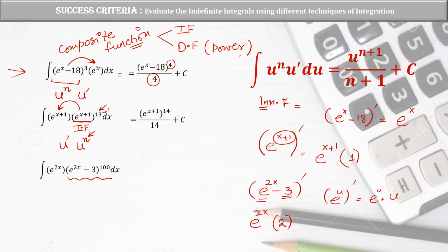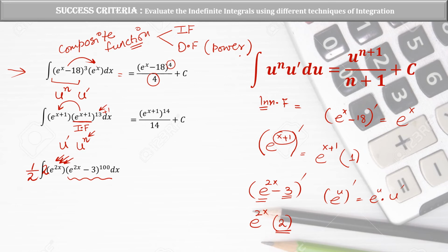Now compare this e to the power 2x times 2 with the function that is given inside the integral sign. We can see that the constant number 2 is missing. It is our general practice that if something is missing, we multiply and divide with the same number to balance the equation.